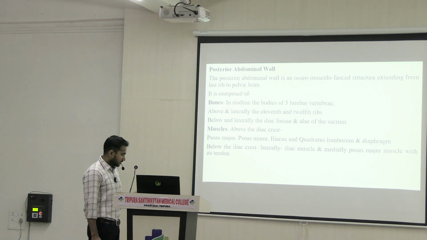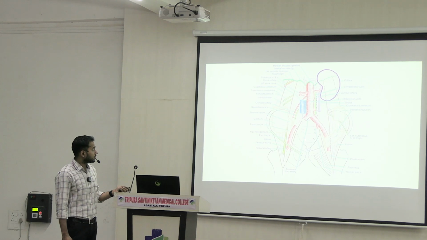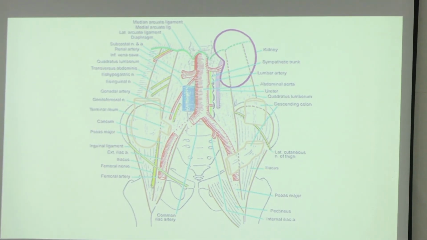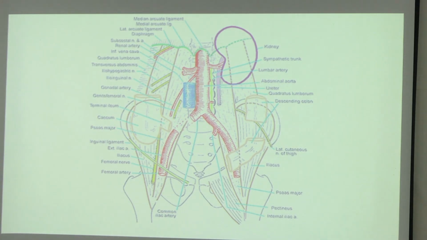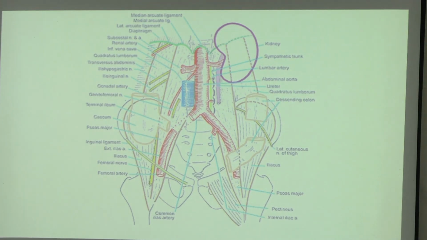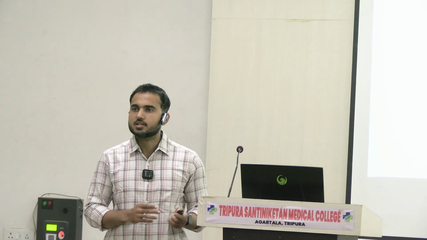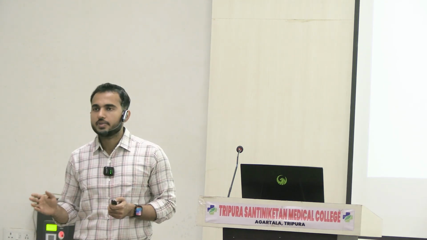Now let me show you a diagram of the posterior abdominal wall. Here you can see various structures are present. First, I know it will be very difficult because so many structures are there, so don't worry, we'll simplify it. Nerves are there, blood vessels, lymphatics, tributaries, branches of the arteries, muscles are there. The exact picture is very complicated, so I will make it simplified.